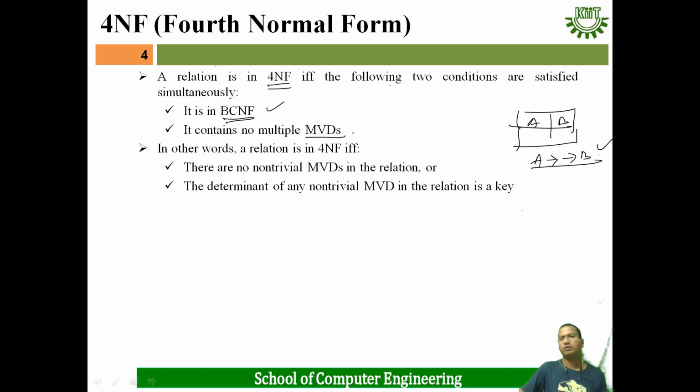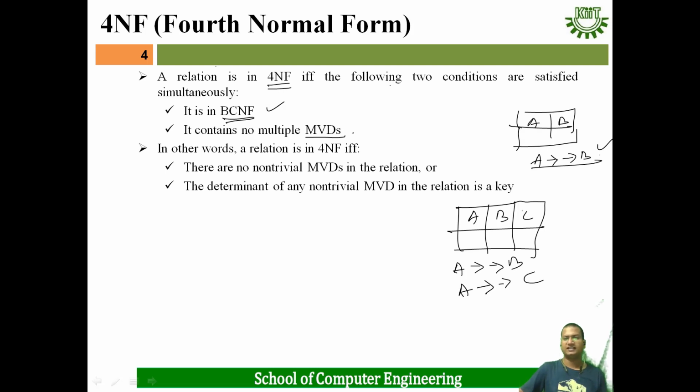Whenever there are multiple multi-value dependencies, we have to avoid that to make the table 4NF. Suppose A, B, C, three attributes are there, and A is multi-value dependent on B, and A is multi-value dependent on C. In that case, if B and C are independent of each other, then we have to avoid such a thing to make the table 4NF. Then we have to break the table to make this table 4NF. This is the multiple occurrence of multi-value dependency.